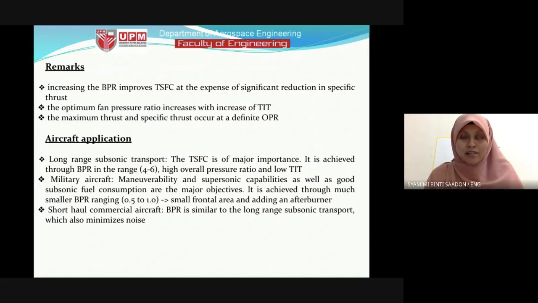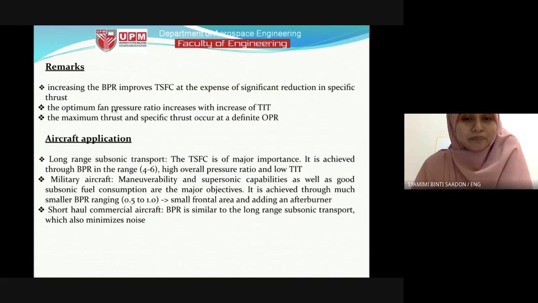If the mass flow rate of the air is higher, the specific thrust will be lower. The optimum fan pressure ratio increases with an increase of turbine inlet temperature. The maximum thrust and specific thrust occur at a definite overall pressure ratio. These are just remarks. I think the first one is more important.